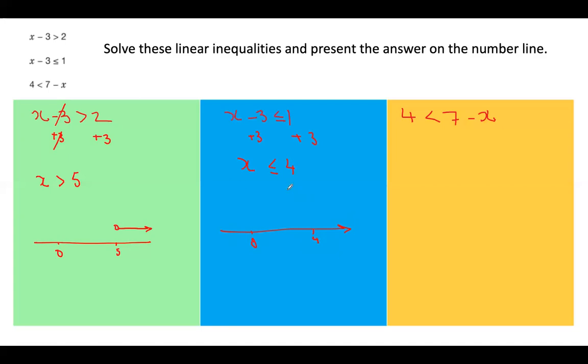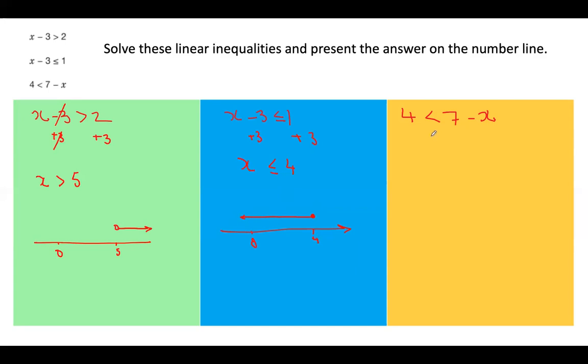The solution says for every value of x smaller than or equal to 4. And equal means the circle above the 4 should be a filled, colored circle. And this filled circle means that the value 4 is included, is part of the solution. And smaller than 4, so the arrow goes on the left, because all the values that are smaller than 4 and equal to 4 are part of the solution.